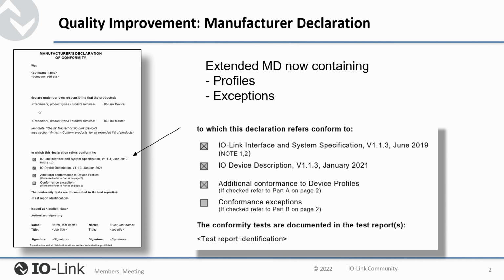And there is a new one which you can also check if you have allowed exceptions regarding the tests or implementations. You can also tick there and refer to these exceptions on one of the next pages. So this is an extension of the manufacturer declaration, and keep in mind the manufacturer declaration for the devices will be uploaded to the IODDfinder if you decide to upload the IODD.